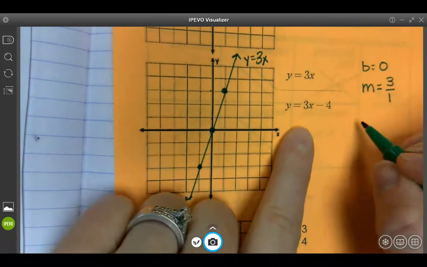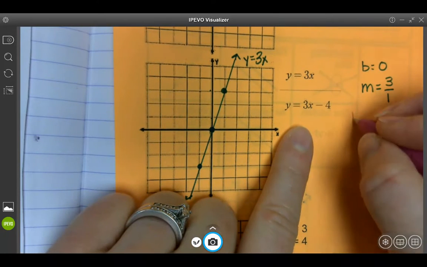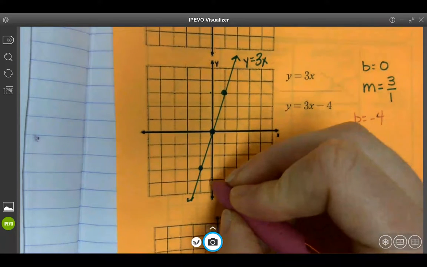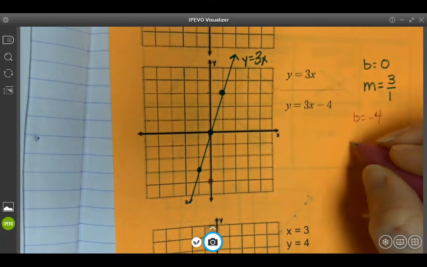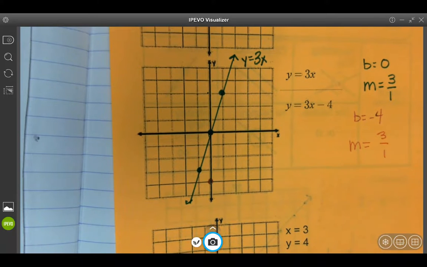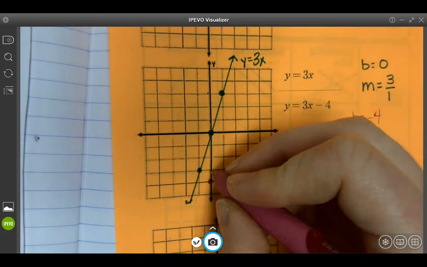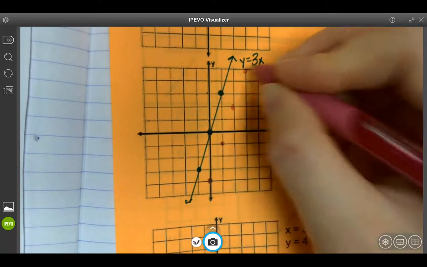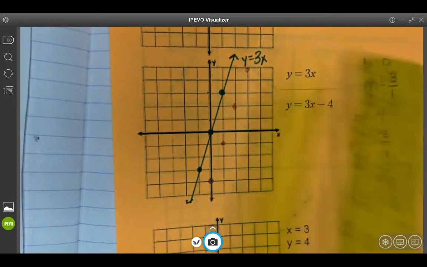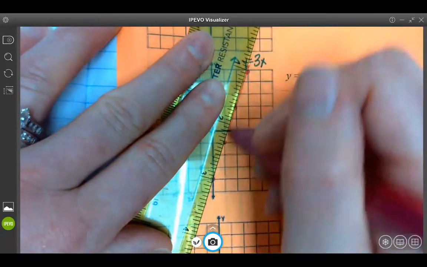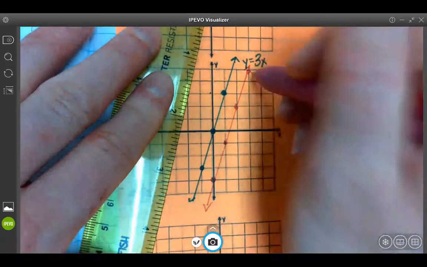The next one, b equals -4. What's our slope? 3/1. What do you notice about that? They're the same slope. What happens when you have two lines that are graphed that have the same slope? They're parallel. They never touch. Exactly.